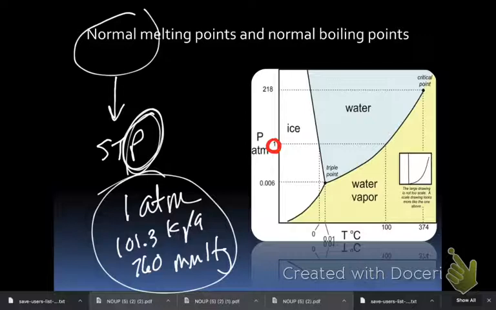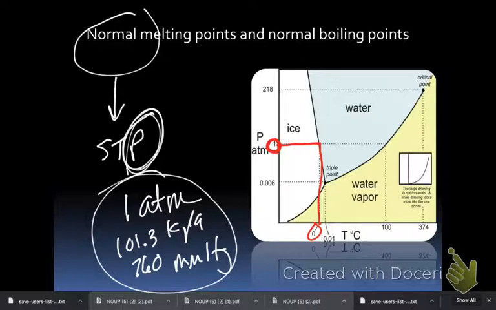So we know that a substance's freezing point and melting point occur at the same temperature. So if we wanted to find the normal melting point of ice or of water, we would go from this one and continue on until we hit that line of equilibrium. Now this is the melting point and the freezing point. And then you drop down to find the temperature. So we know that water freezes and melts at 0 degrees Celsius.